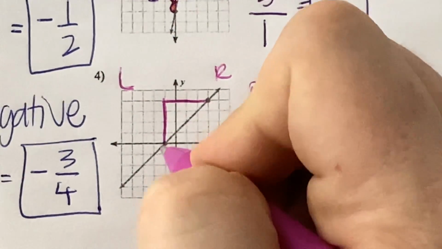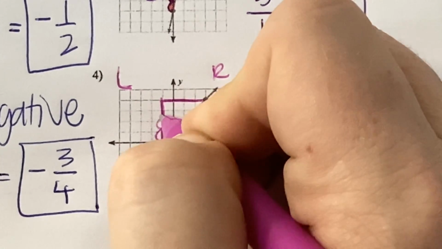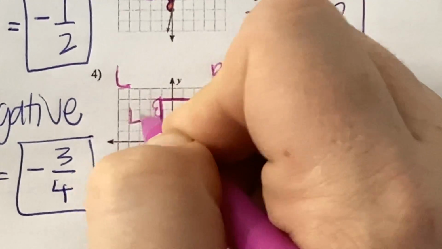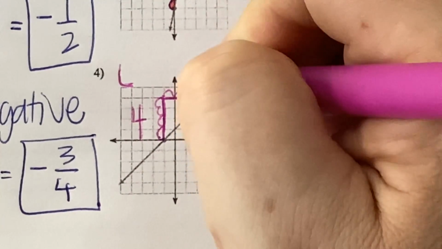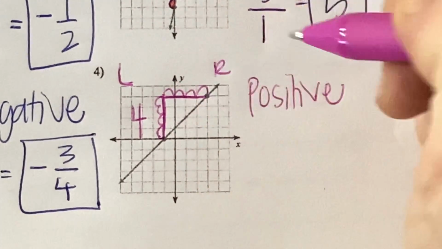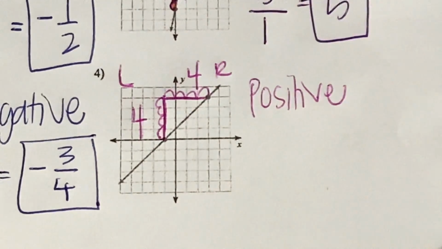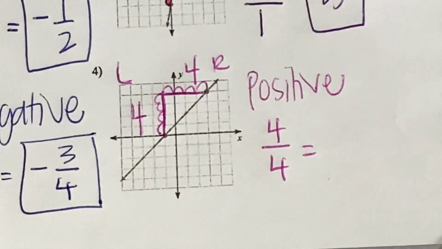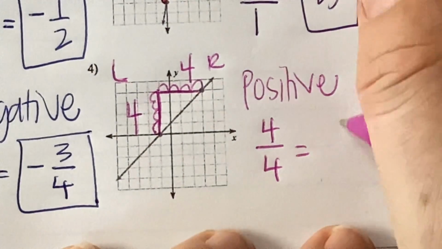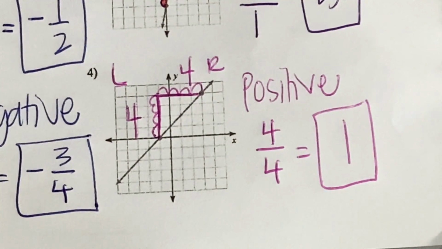How many do I go up? 4. Turn the corner. How many do I go over? 4. And I went forward, so it's positive. 4 over 4. Use your calculator. What is 4 over 4? Perfect.